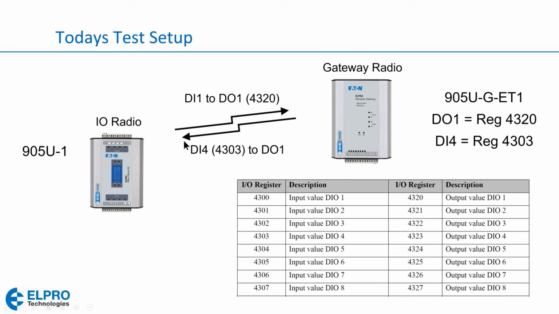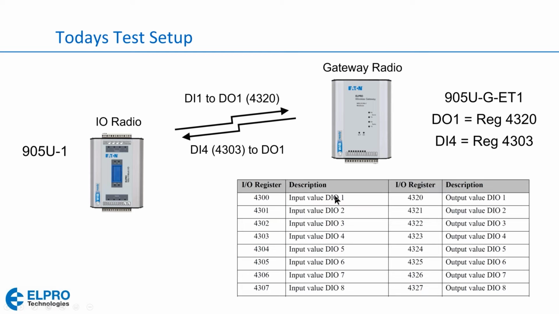But here's what we're going to do. We're going to take digital input 1 from this guy here, and we're going to send it to digital output 1 on this radio. Now on the gateway radio, all the registers are identified by a number, and digital output 1 is register 4320. Then what we're going to do is create a mapping sending digital input 4 from this gateway radio back to the 905U-1 to digital output 1 on the 905U-1.